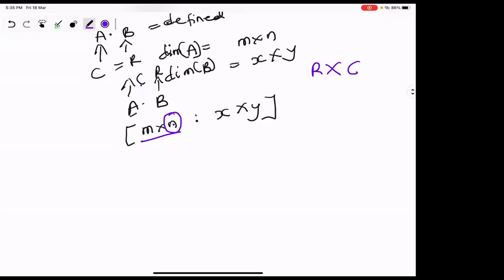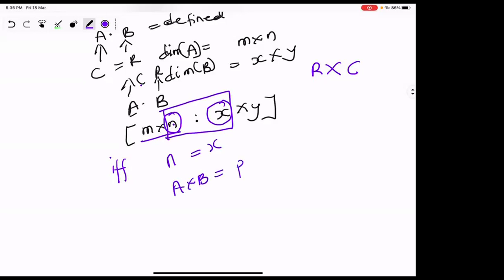And the number of rows in matrix B is represented by x. So if these two inner numbers are the same, if n is equal to x, then A times B is possible. And if it's possible, then the dimension of the resulting matrix is given by the numbers outside the inner numbers. So we'll have an m by y matrix, all right?